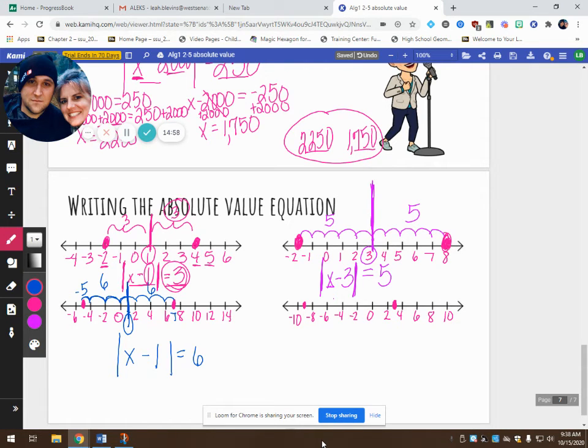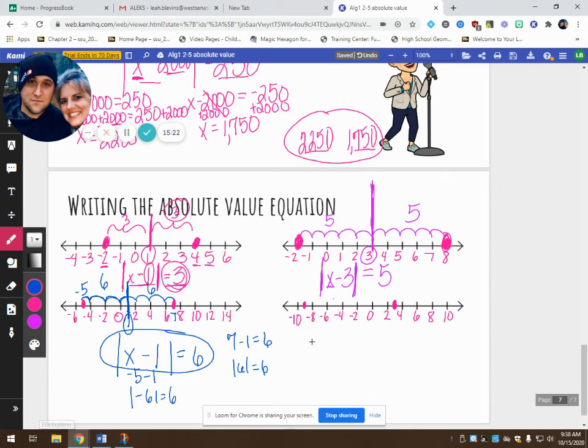Okay, so looking at it, let's plug in our -5. -5 minus 1 is -6. The absolute value of -6 is 6. That works. Let's try our value of 7. 7 minus 1 is 6. The absolute value of 6 is 6. So that works. So here's my equation.